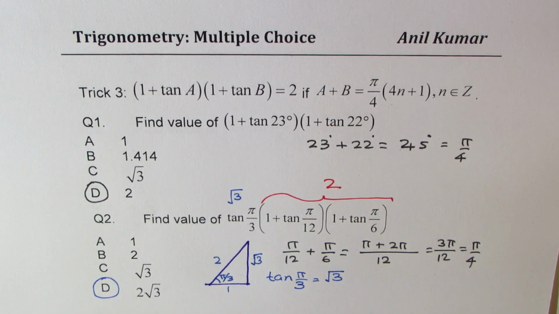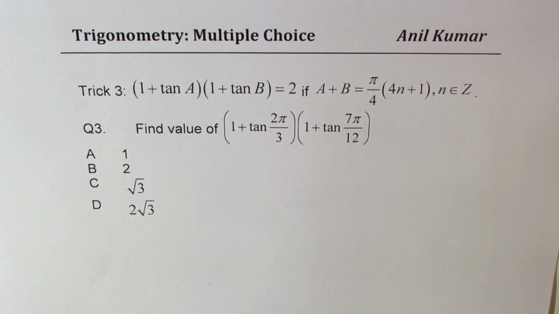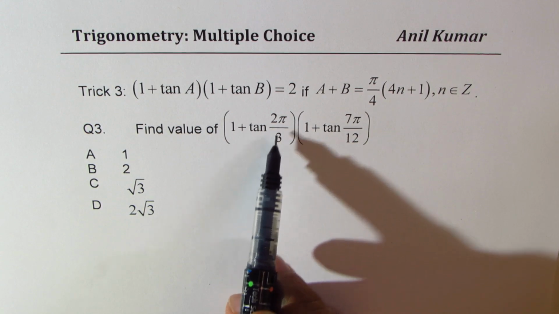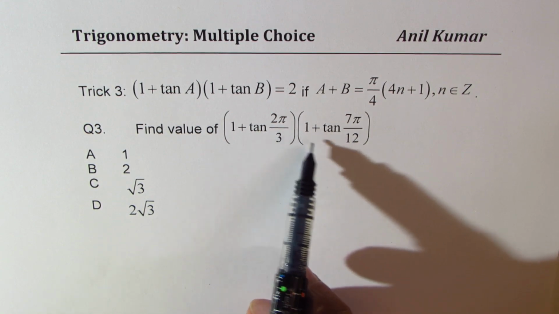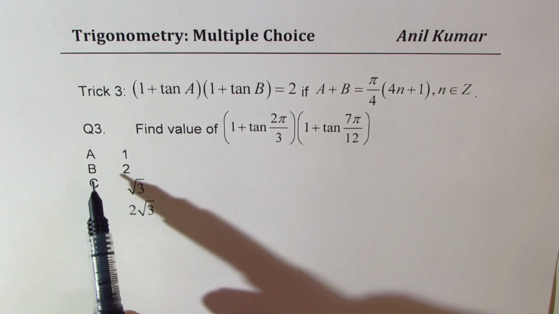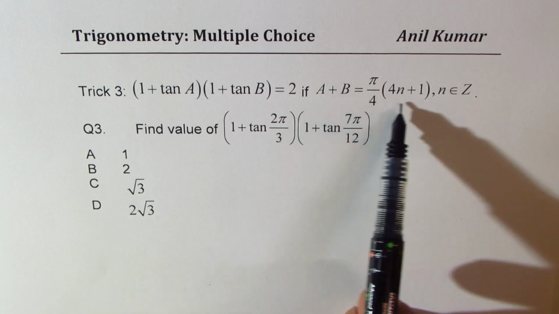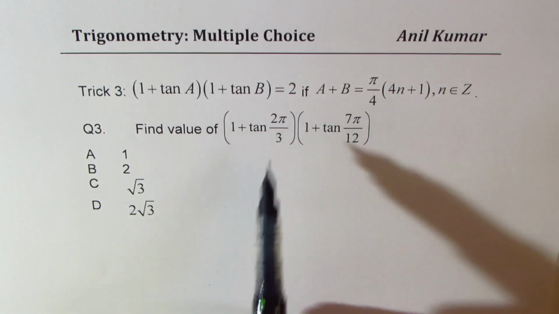Perfect. So I hope that is absolutely clear, right? Now here is a question for you to practice. You need to find the value of (1 + tan 2 pi by 3) times (1 + tan 7 pi by 12). We do expect the answer 2, but we need to verify if this condition is met or not, correct? So let's do it.